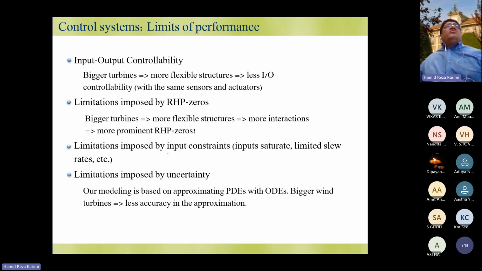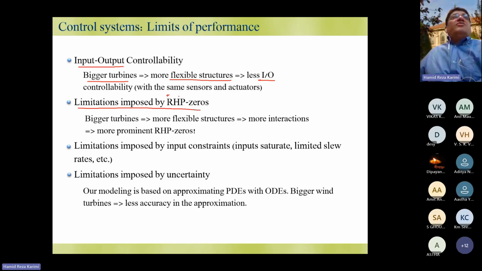Okay, so about the control system limit of performance, you need to look at the input-output controllability. If you have big turbines, there is a more flexible structure, and then you have less input-output controllability. So you are doing the limitation imposed by the right half-plane zeros. I think this is the NMP, the non-minimum phase zeros. So I can explain it here.